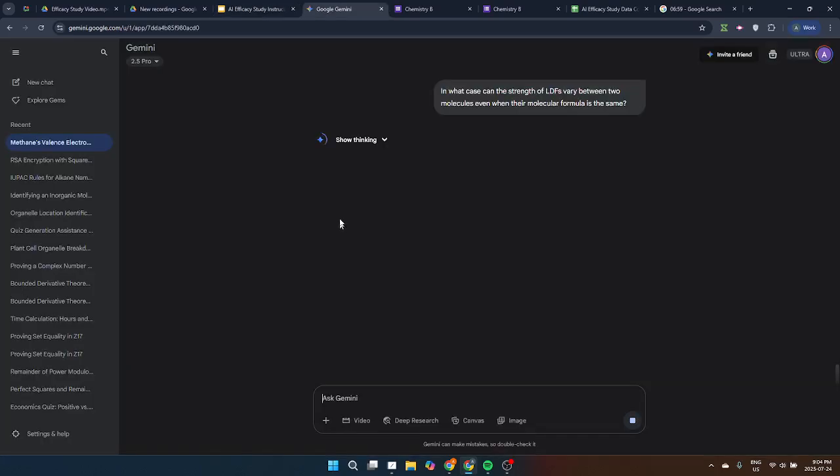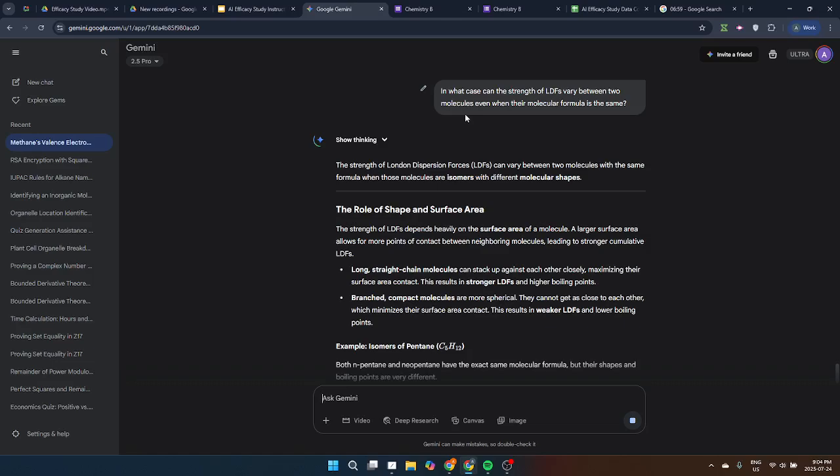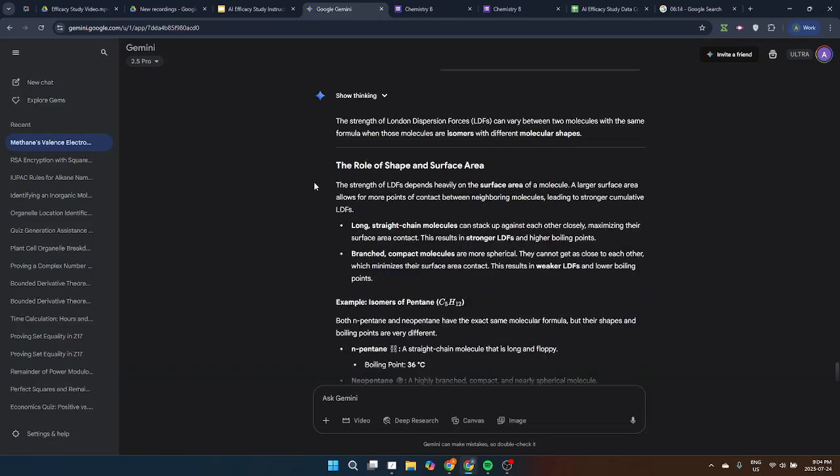This next question is an interesting one. In what case can LDFs vary, right? If their molecular formula is the same. I don't actually know. Isomers, right? Yeah. Chirality. Okay. And so, okay, let's read through. Oh, okay. So it's about surface area. Surface area contact. Okay.